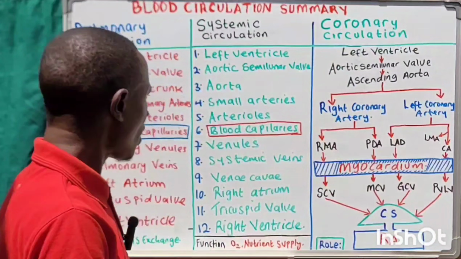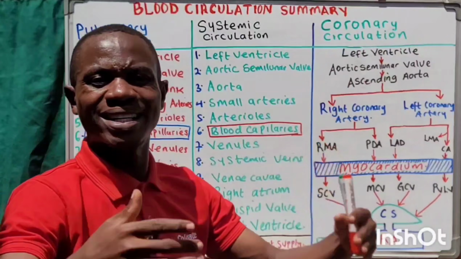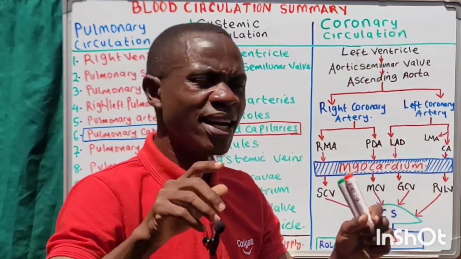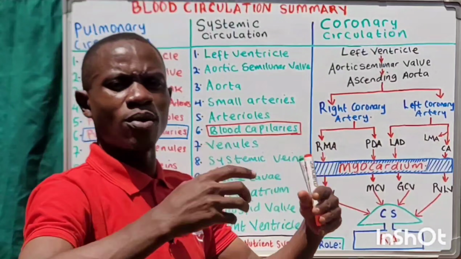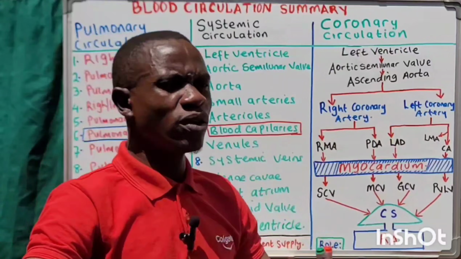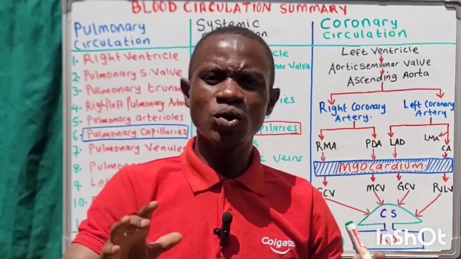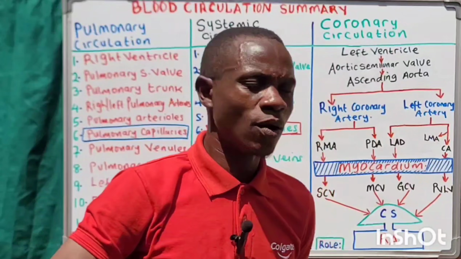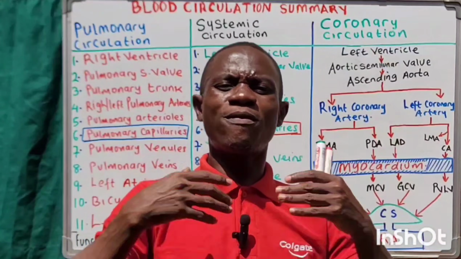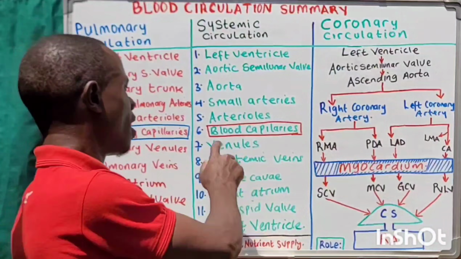And then from the aorta, you're going to have the small arteries, because it is not the aorta which reaches the tissues directly. The aorta will give off small arteries. And then these small arteries will eventually break down into other small arteries, which we call the arterioles. And then these arterioles are also going to be giving off even smaller branches, which we call the blood capillaries.